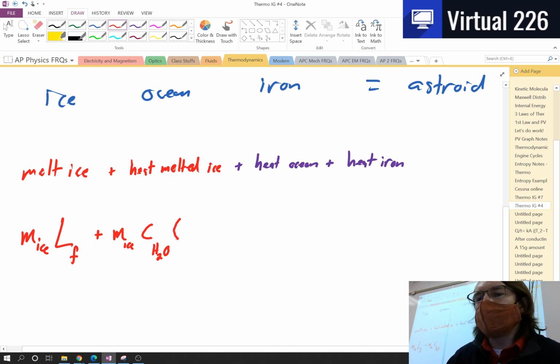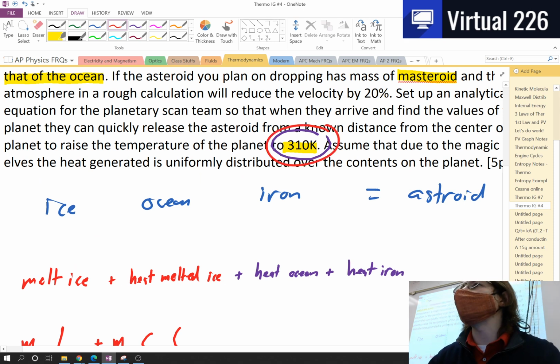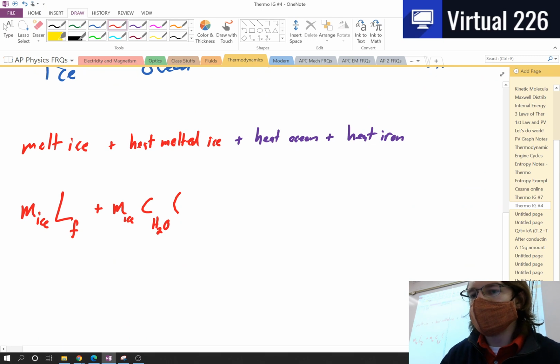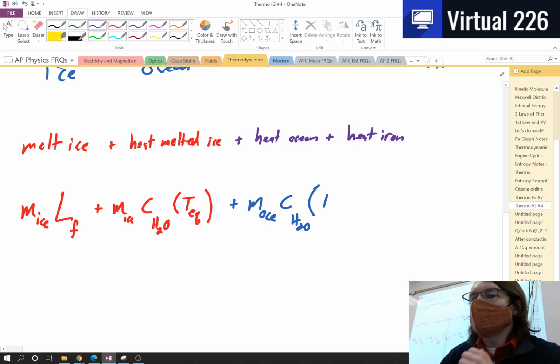And then there's some delta T here. Now the great thing about this delta T is we already know what it's going to be. It's going to be our equilibrium, which is 310. Let's just call it TEQ, but it will be 310, minus the initial. And we know that since this started in ice water, this water's at 0 degrees Celsius. So this is TEQ minus 0. So we can just close it. Then we can add the mass of the ocean times the specific heat of the H2O multiplied by TEQ again, because that's going to be TEQ minus 0 because the ocean was at frozen temperatures.